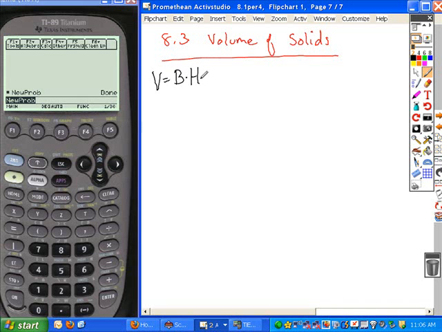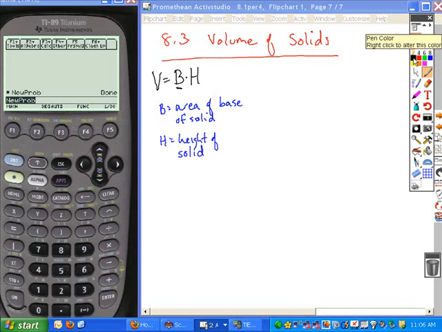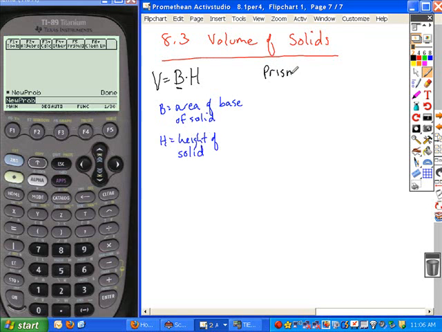The first is volume equals capital B, capital H. Okay, capital B represents the area of the base of your solid, and capital H represents the height of the solid. Okay, this volume formula works for two different classifications of solids. It works for prisms, and it works for cylinders.